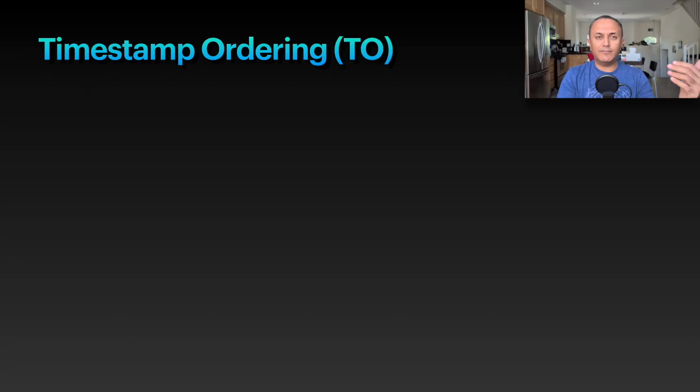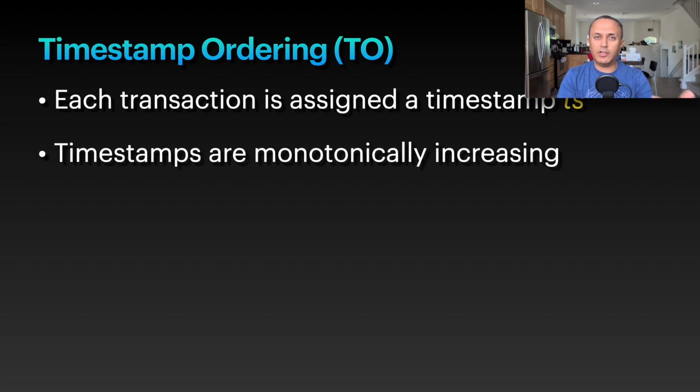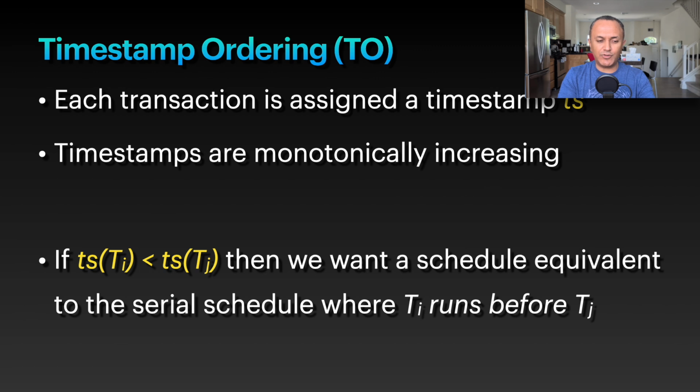Timestamp ordering, like I said, relies on timestamps. So each transaction is assigned a timestamp, and these timestamps have to be monotonically increasing. This is one of the conditions for this to work for the particular checks that we will get into in a bit. But basically the idea is, first transaction gets some timestamp, second transaction will get a higher timestamp, and so on. So if we have two transactions, Ti and Tj, and the timestamp of Ti is less than that of Tj, we want a schedule that is equivalent to a serial schedule where Ti runs before Tj.